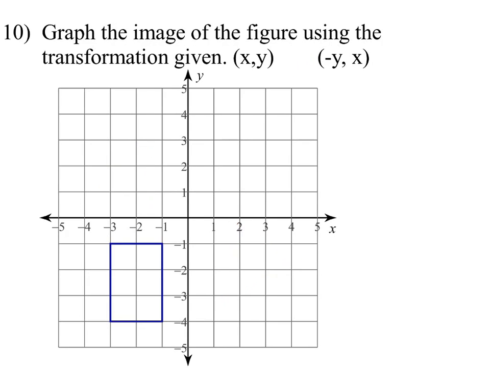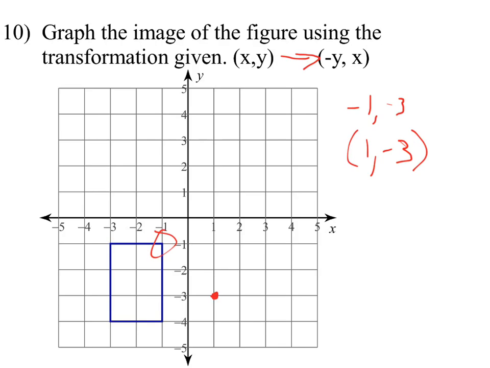Figure, done. Next one. Your coordinates, you're going to switch the order and change the sign on the first one. So if you were to take this point, for example, that's (-3, -1). When I change the order, I get (-1, -3). Change the sign on the first one: (1, -3). So I'm going to go (1, -3). That's my new coordinate for that.